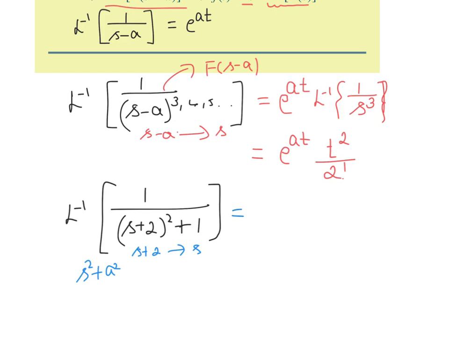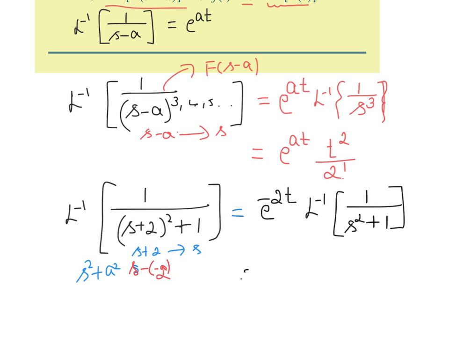So now we have to shift s plus 2 to s, right? While shifting s plus 2 to s, we observe it is the s minus a format. You are shifting s minus a to s, meaning a is minus 2. Therefore our result becomes e power minus 2t times the inverse Laplace transform of f of s, meaning you shift s plus 2 to s, giving 1 by s square plus 1. Then the result is e power minus 2t, and 1 by s square plus 1 is sin t. When the numerator is not an s term, this is how you have to solve.